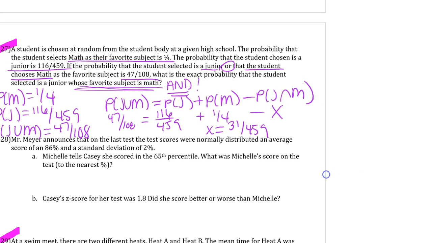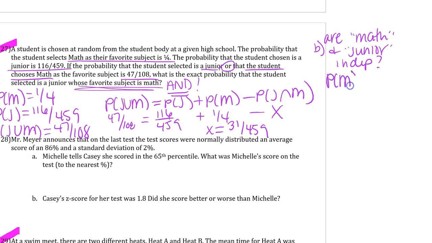Now, this question was from the January exam in 2018, and there actually was a second part to it that said, are the events math and junior independent, or something to that regard? So I'm actually going to add that over here because I think it's a good conversation. So are math and junior independent? Okay, so in order to calculate this, you'd have to compare the probability of choosing math and math given junior.